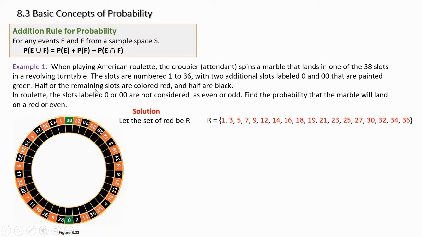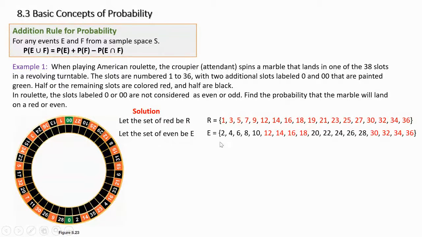Now let's define the set of even numbers as E. So E equals 2, 4, 6, and so on. All these are the even numbers. And as you notice, the ones that were red, 12, 14, 16, 18, were red, and so were 30, 32, 34, and 36. Okay, so these are all the even numbers.